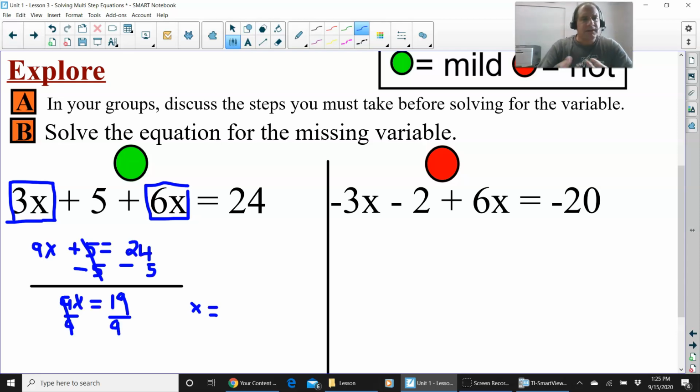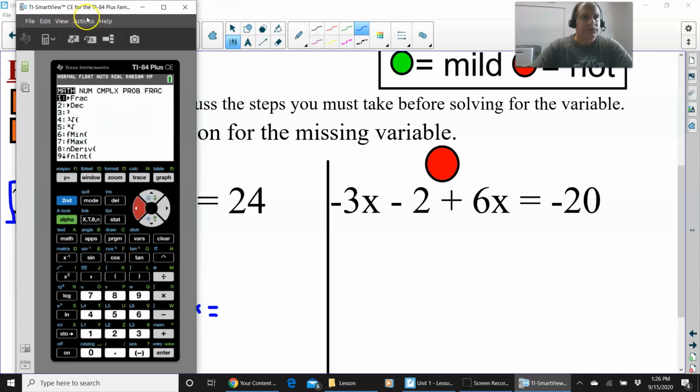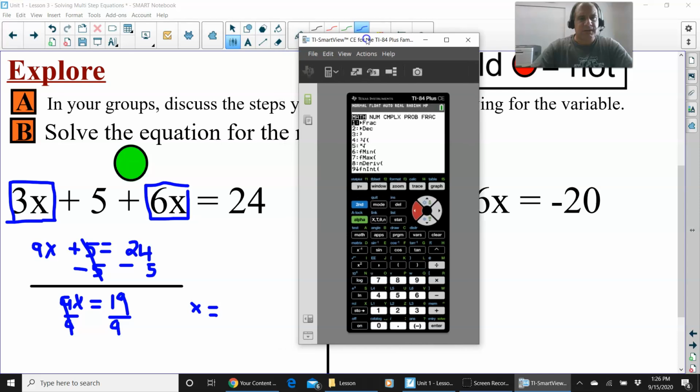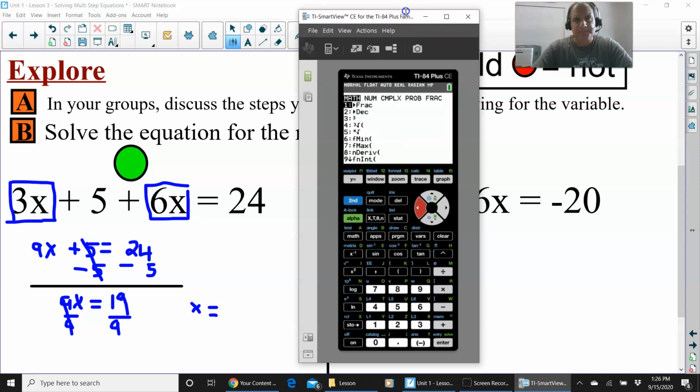So I did combine like terms. I have 9x plus 5 equals 24. Subtracted 5 on both sides. I get 9x equals 19, which doesn't look like anything that I could use. So I'm going to move this over here, and I'm just going to show you. First off, I just want it a little bit bigger. Right? I'm going to clear out everything. And then I'm going to go alpha x, and then I'm going to have 19 divided by 9.